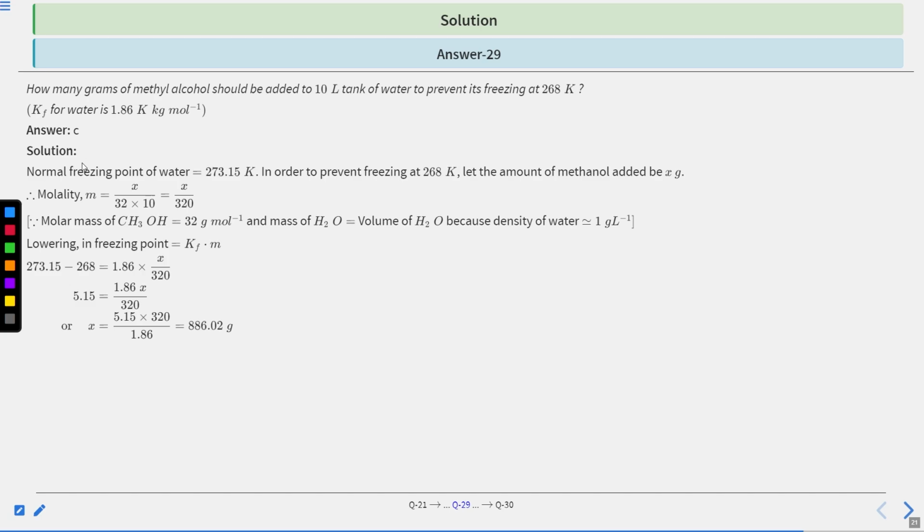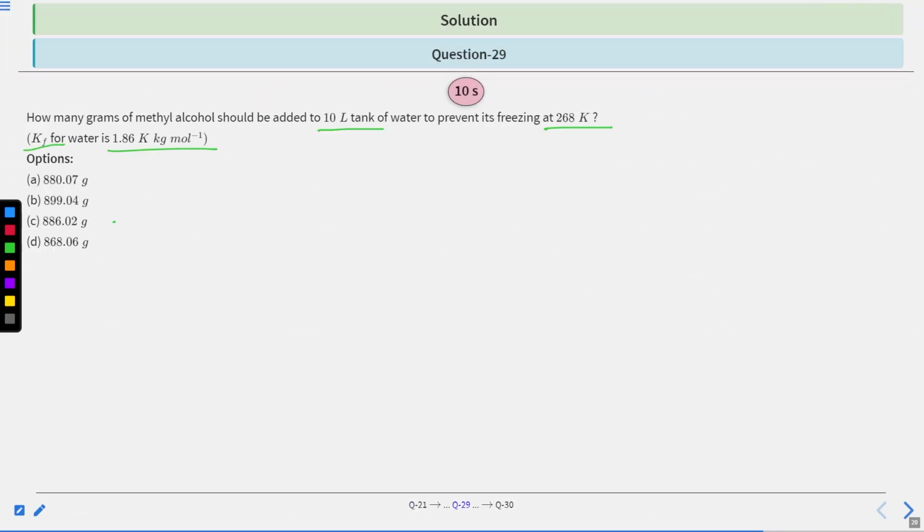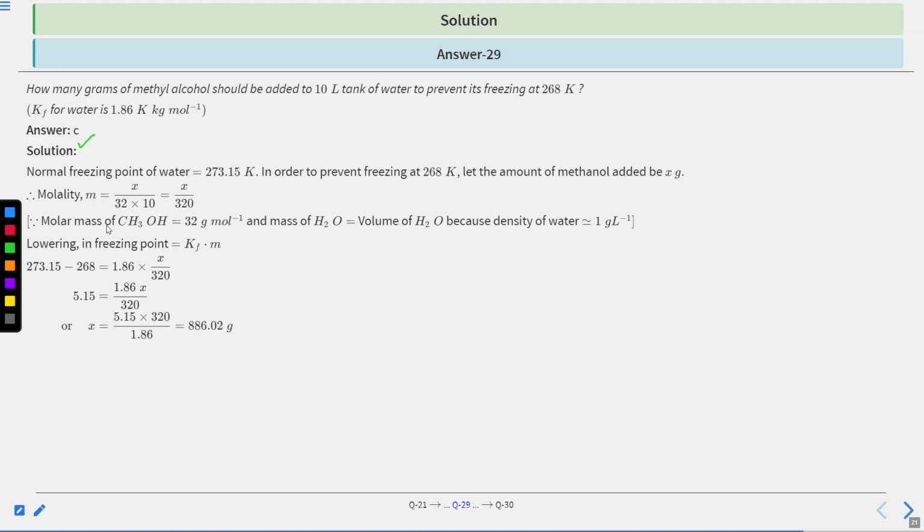Okay, so the correct answer is option C, that is 886.02. So the normal freezing point of water we know in Kelvin is 273.15 Kelvin. And in order to prevent freezing at 268 Kelvin, let the amount of methanol be X gram. We suppose it as X gram. And the temperature at which we are preventing the freezing is 268, which is less than 273.15, that is the freezing point of water.